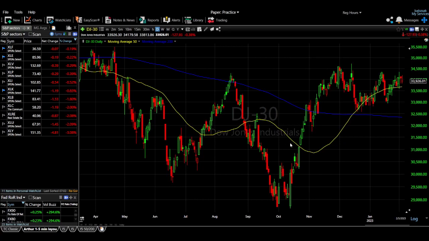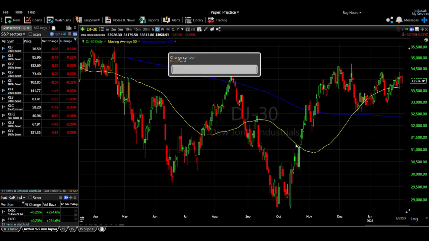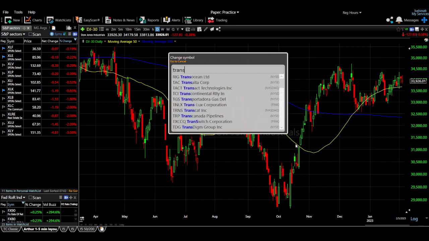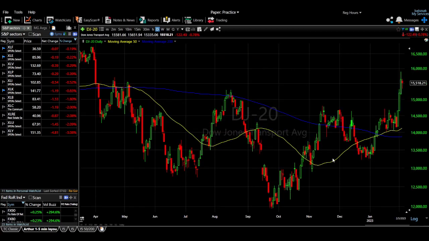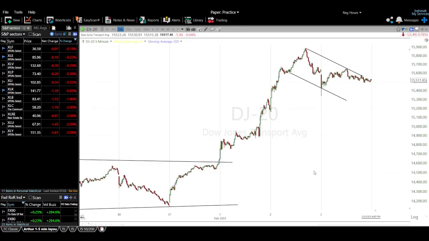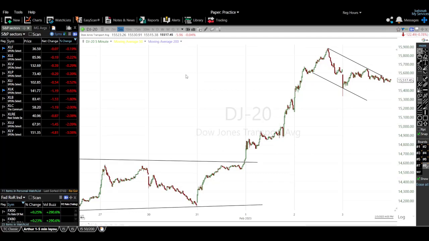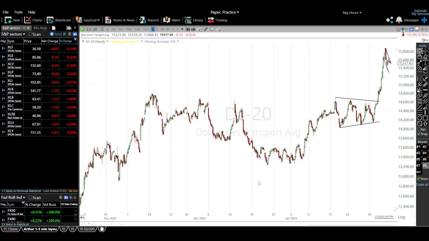But transports are, to me, much more interesting. They tend to lead the market more. They tend to be a leading market signal. Actually, DJ20. So here's the transports. Again, another kind of golden cross and very, very bullish price action in transports. Let me pull up these trend lines here and go out to a 60-minute chart. So very, very bullish price action.